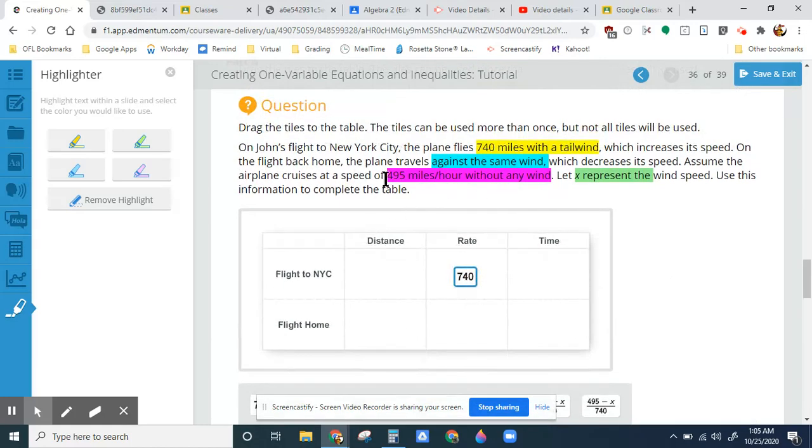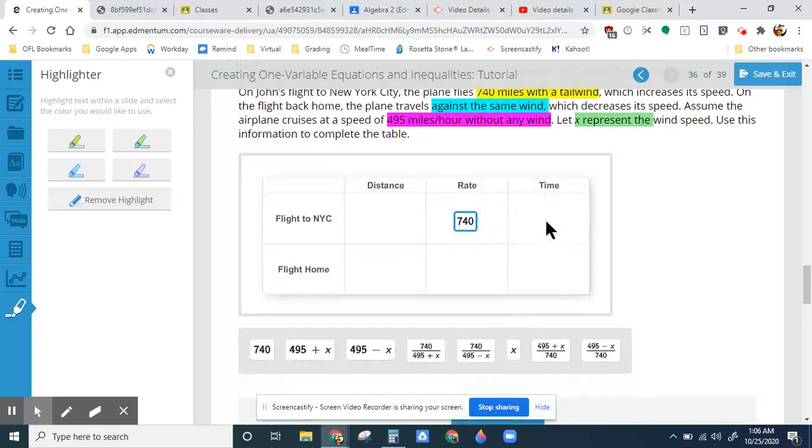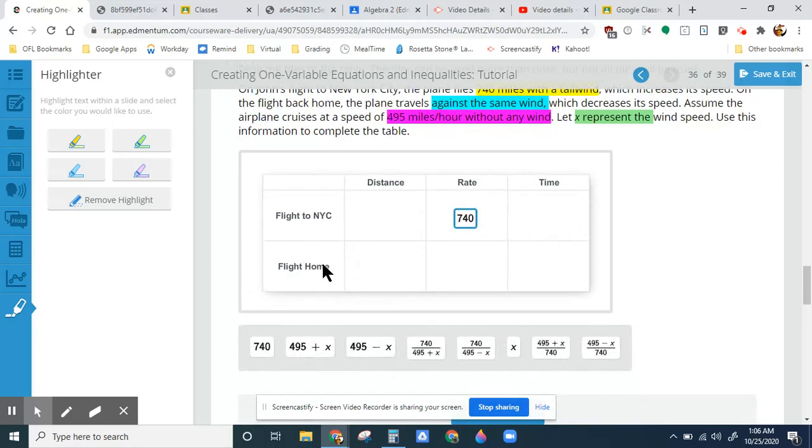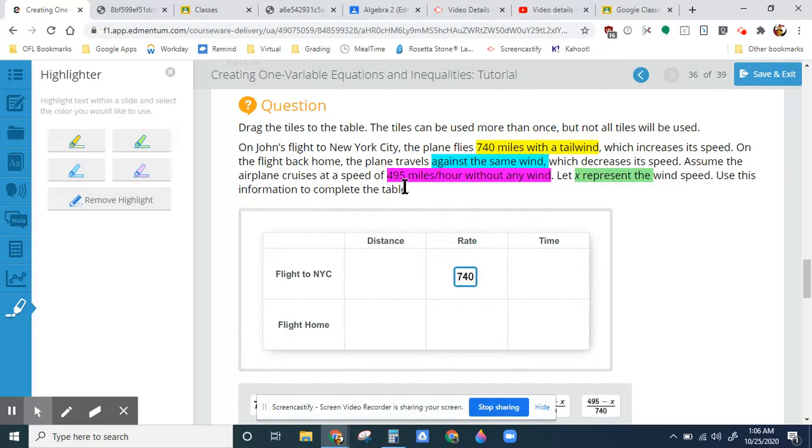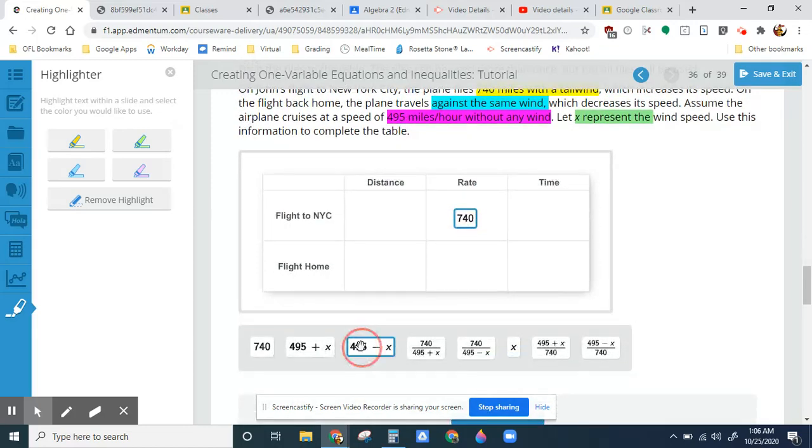And then we need to figure out what the wind is. So what we're going to do here is we're going to take this minus, so this is what it would be without the wind, but we have to subtract the wind because it's going slower. All right. And then we're going to try to figure out distance.